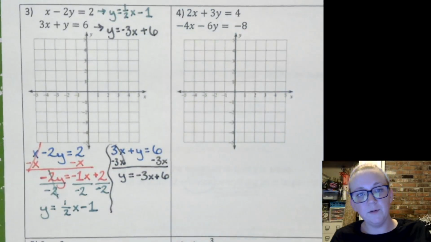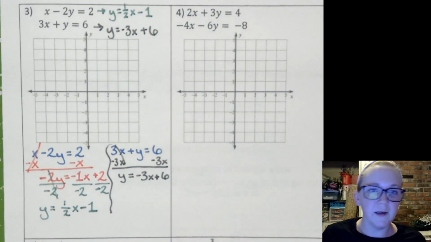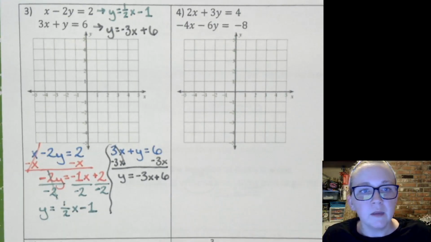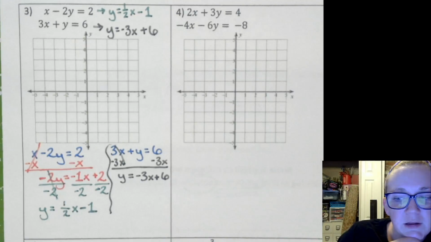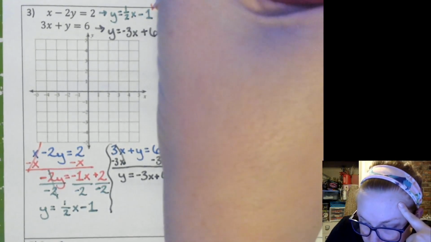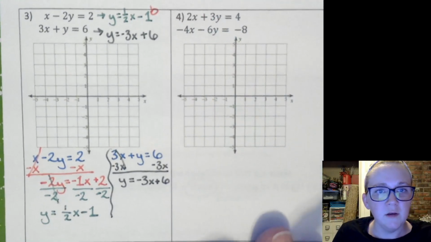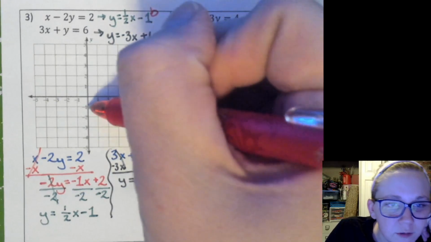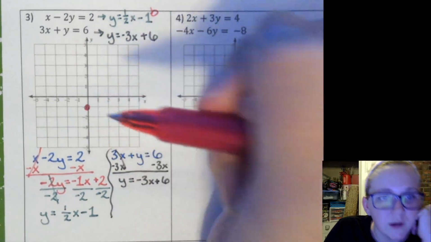Y equals -3x plus 6. All right, we're ready to start graphing now. They both say y equals, so let's try it. Let's take a look at that first one. We're going to begin with -1. Again, find your y-axis. Here's -1, dot there.